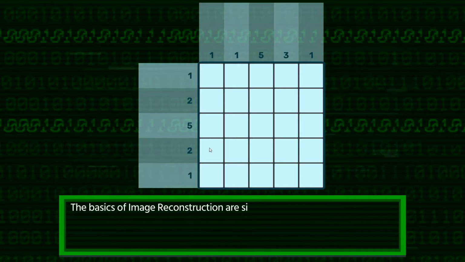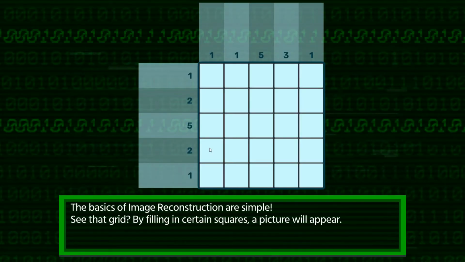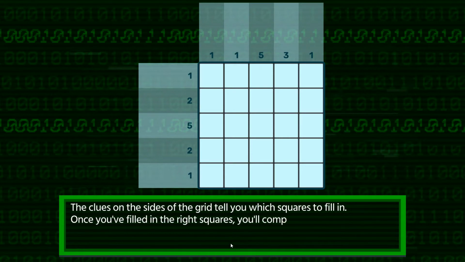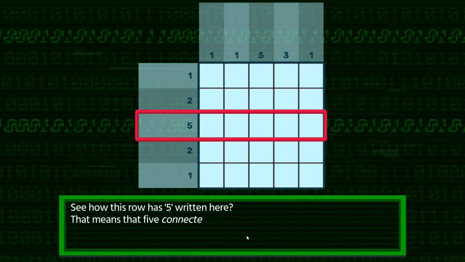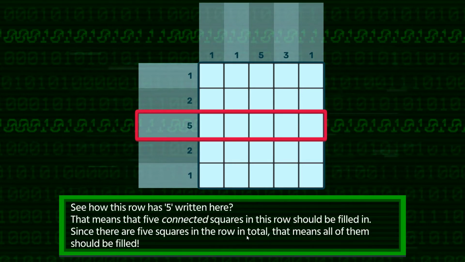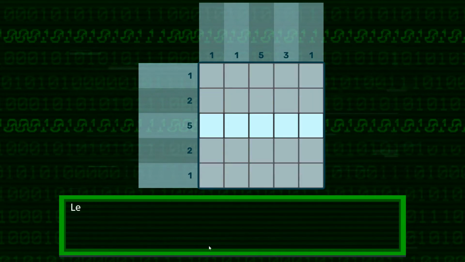Data is damaged. Ow. The basics of image reconstruction are simple. See that grid? By filling in certain squares, a picture will appear. The clues on the sides of the grid tell you which squares to fill in. Once you've filled in the right squares, you'll complete the image. See how this row has 5 written here? That means that 5 connected squares in this row should be filled in. Since there are 5 squares in a row in total, that means all of them should be filled.